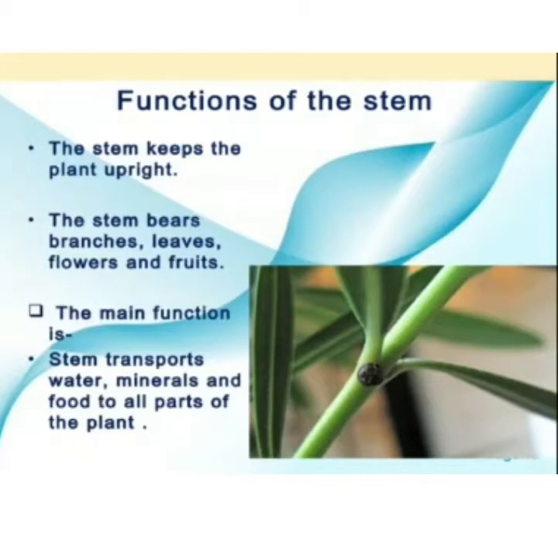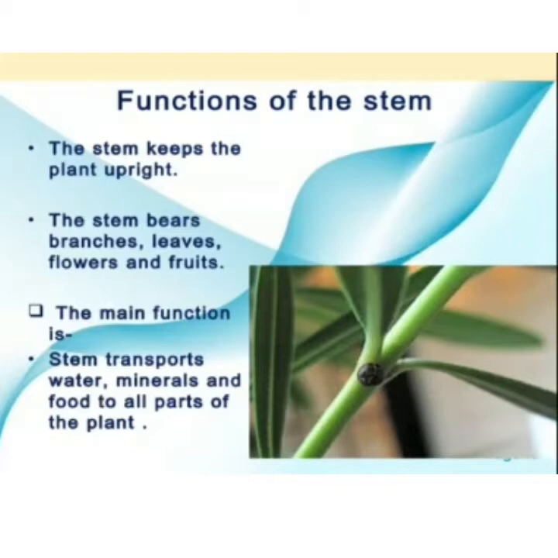Okay, so what are the functions of the stem? Let's see. The stem keeps the plant upright in a standing position. The second one is the stem bears branches, leaves, flowers, and fruits. We all know that these things grow on the plant, on the stem part. So the stem bears all these branches, leaves, flowers, and fruits.